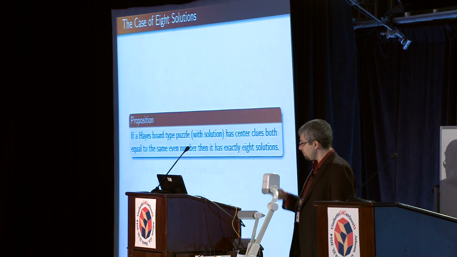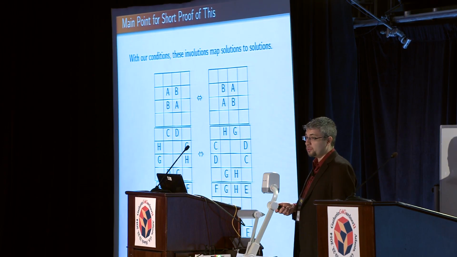Well, maybe perhaps the most roundabout way of answering this is this proposition, saying that if the center clues are both equal to some same even number, there's always exactly 8 solutions. Now, there's one argument for why there can't be more, but those are the transformations that give you all 8 once you've found one.